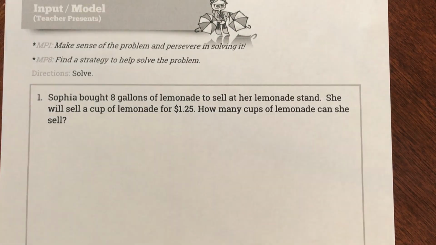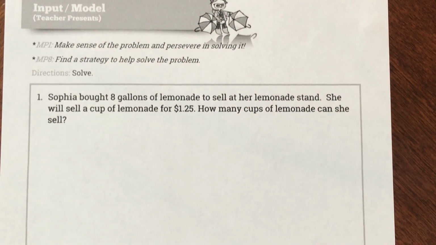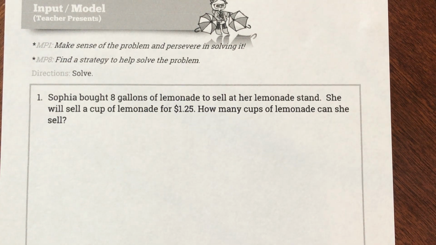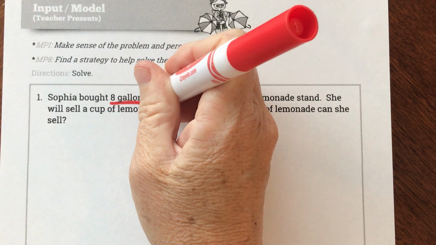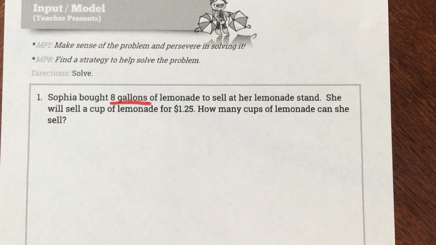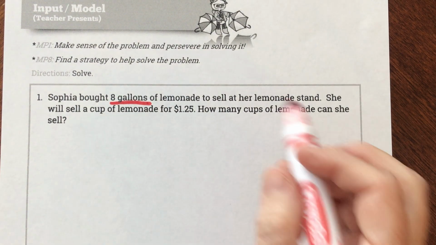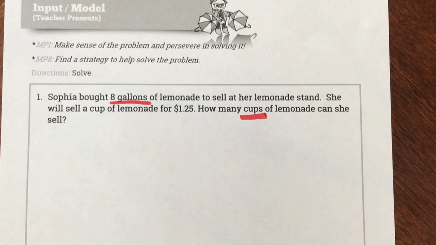My first problem says, Sophia bought 8 gallons of lemonade to sell at her lemonade stand. She will sell lemonade for $1.25. How many cups of lemonade can she sell? Okay, so what do I see? I see that she's going to have 8 gallons of lemonade. And the question wants to know how many cups can she sell.